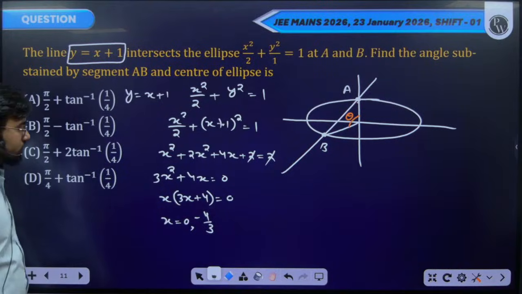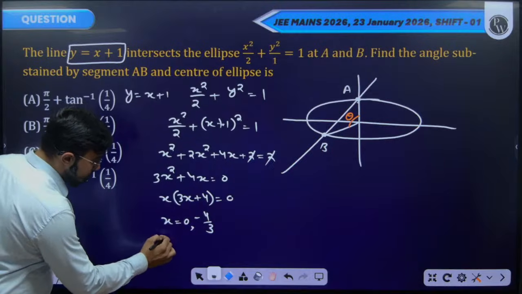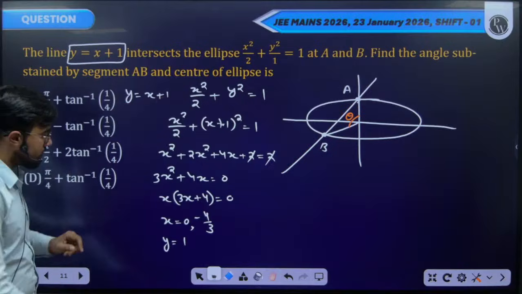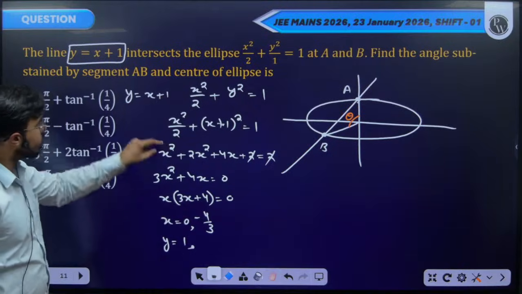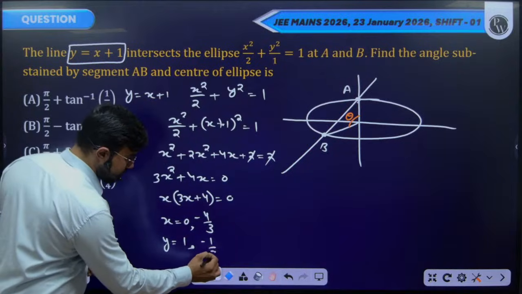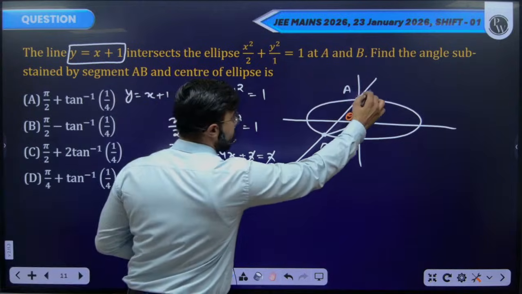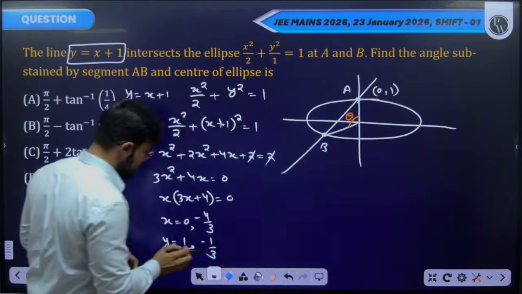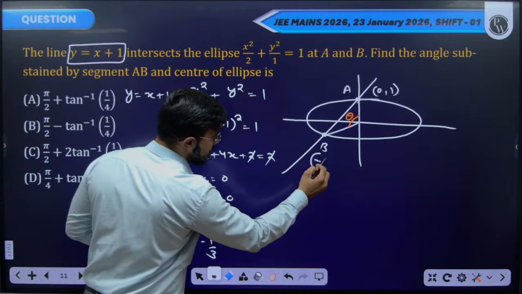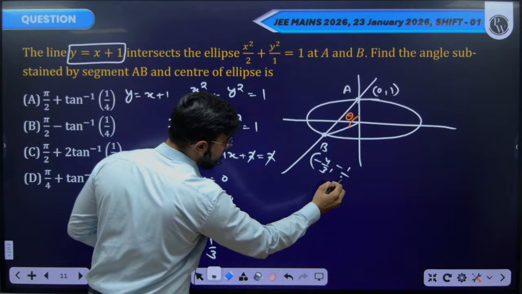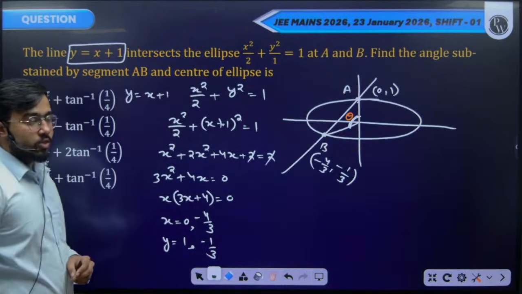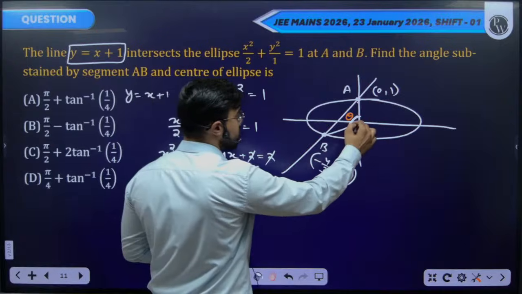So these two values we have. If the value of x is 0, what about y? y is 1. Put it here. If the value of x is 0, then y is 1. If the value of x is minus 4 by 3, then minus 4 by 3 plus 1 is minus 1 by 3. So what are the points? One point is 0, 1, and the second point is in the third quadrant, minus 4 by 3, minus 1 by 3. Now we have to calculate this angle. So how do we proceed? First find out the slope of this line.